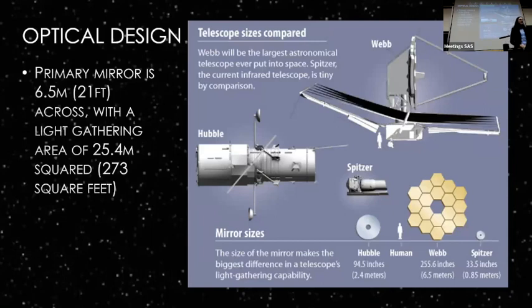A couple of statistics that you might already be familiar with: the primary mirror array is 6.5 meters or 21 feet in diameter, with a light gathering area of 25.4 square meters or 273 square feet.